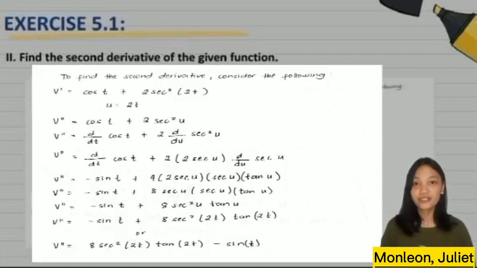So, the second derivative of v with respect to t is equal to negative sine t plus 8 secant squared 2t times tangent 2t, or the second derivative of v with respect to t is equal to 8 secant squared 2t times tangent 2t minus sine of t.